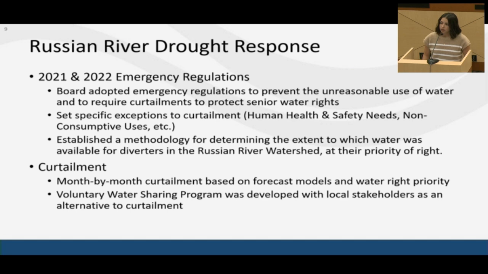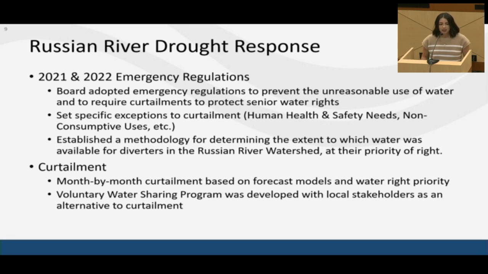So to do this, the division also took curtailment actions, which involved issuing curtailments to water right holders. The division used a water availability analysis that we'll get into a bit more in the next slide that incorporated both forecast models and water right priority. Due to the impact of the curtailments, the division also began working with stakeholder groups to find alternative solutions.